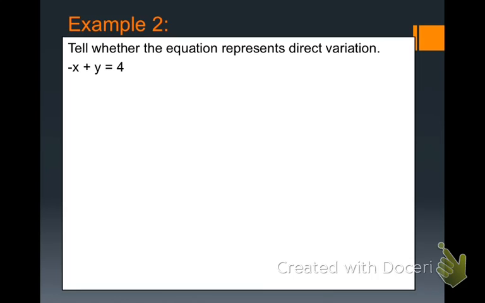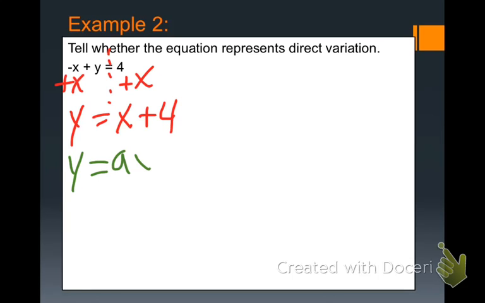And here's another example. Again, negative x plus y on one side makes it a little hard to tell, so we need to move that negative x over. Because it's negative, we're going to add x to both sides, and we're left with y equals x plus 4, or 4 plus x. Again, we ask ourselves, is that of the form y equals ax? Well, no, because plus 4 means it's going through the y-axis at a positive 4, which means it's not going through the origin. So if it has a plus b at all, it cannot be direct variation. Because remember, direct variation has a plus 0 that's implied, because the y-intercept is 0 because it's going through the origin.